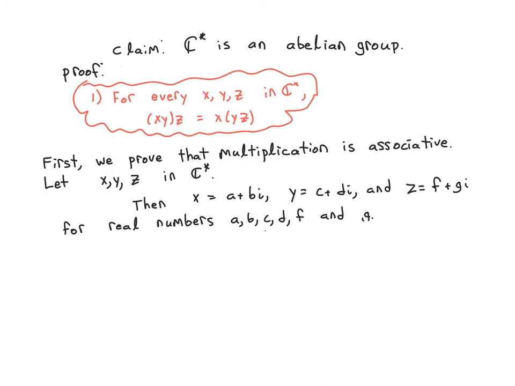Well, in order to work with these formulas at all, we're going to need to be able to compute products, and our definition of multiplication involves working with real and imaginary parts. And so we actually apply our definition of complex number. And so we're going to say x is equal to a plus bi, y is equal to c plus di, and z is equal to f plus gi, where a, b, c, d, f, and g are all real numbers.